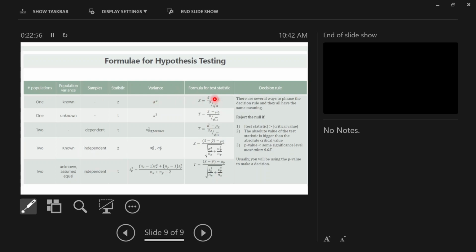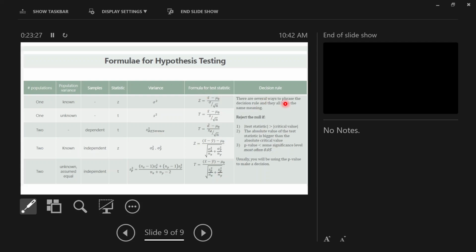So this is what you call the test statistic, this part. So we have populations, population variance, samples, statistic that you are going to use the variance. This is the test statistic. So basically here, if you are going to use the manual way, you calculate the test statistic, then you compare the test statistic with your critical value that we read from the table.